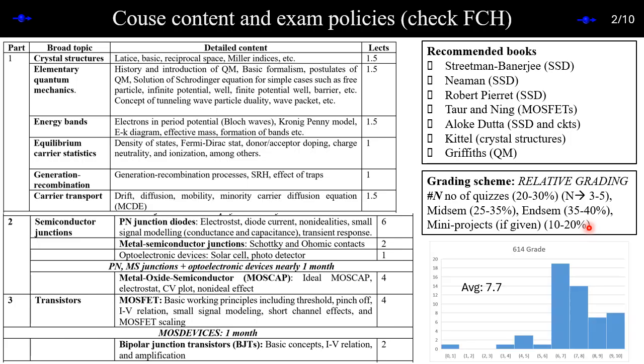Just a stat from last year: students did exceptionally well. The average was around 7.7, which is phenomenal here at IITK. I'm trusting you guys, and I really hope that you also do well this time. Is this clear? Course content structure, where to find materials, what to do. Can we then move forward?